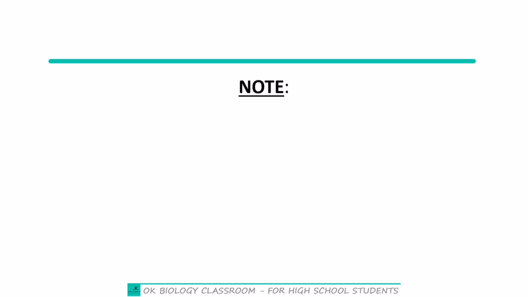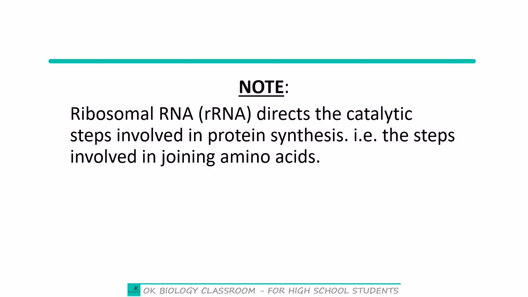Well, note also that in our lesson on structure and types of RNA, we mentioned ribosomal RNA, but we haven't talked about the function of the ribosomal RNA. Well, its function is to direct the catalytic steps involved in protein synthesis. So that means the steps involved in the joining of the many amino acids. Directing those steps, that is what the rRNA does. That is the ribosomal RNA. And you can even guess from the name ribosomal RNA.